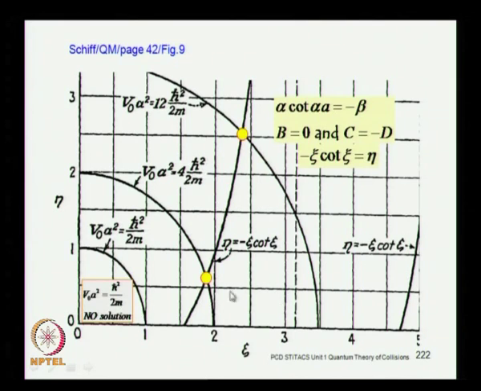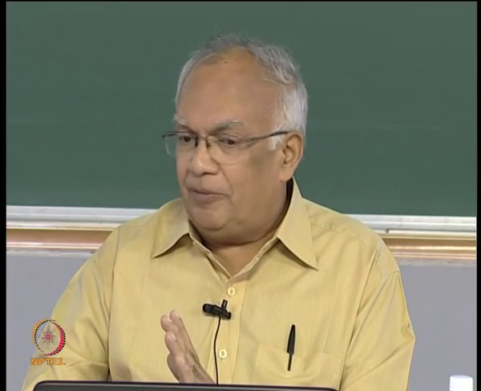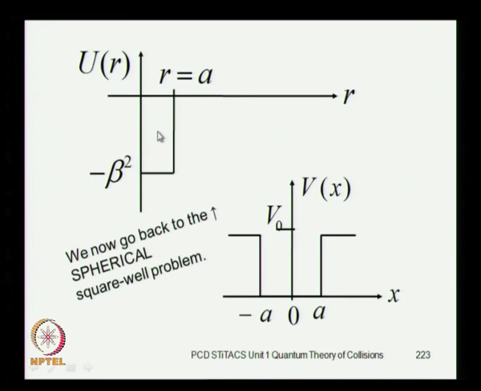So, notice that if V0 a square is equal to h cross square over 2m, for the first circle which has been drawn for xi equal to 1, there is no bound state at all. So, the potential has got a depth, it has got a range, but it does not mean that it can hold a bound state, it cannot. Unless the potential is sufficiently deep so that this parameter crosses pi by 2, it cannot hold a bound state. So, now we go back to our problem of the square well potential.